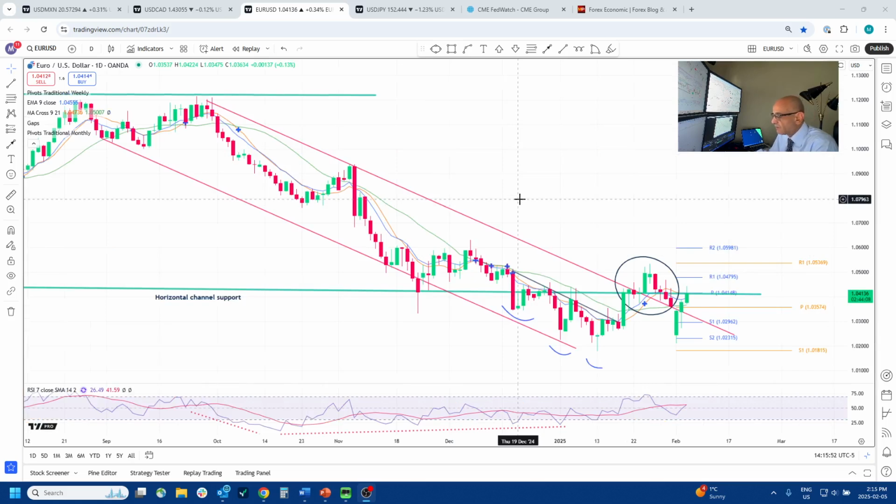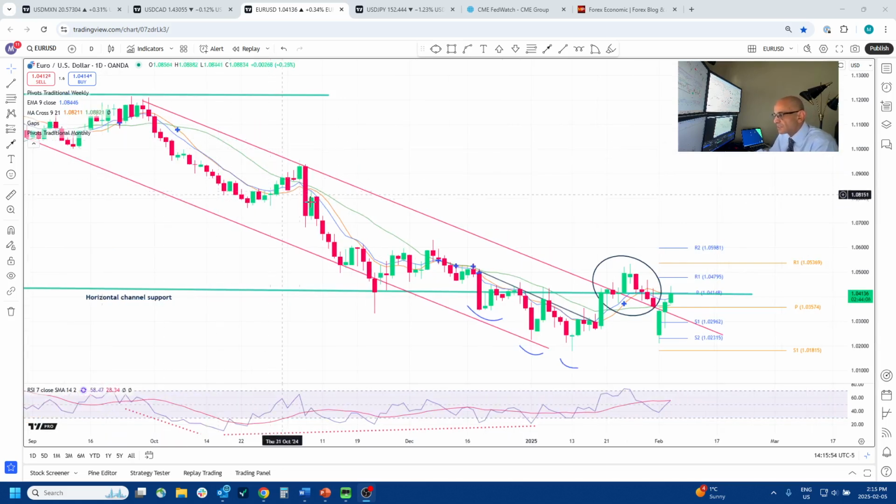The daily time frame shows us that price action has been trading within a descending channel which began back in September of 2024. Price action also broke below a horizontal channel support which goes back to early 2023, that's this green line on the chart. It attempted to reverse and break back up above this line multiple times.